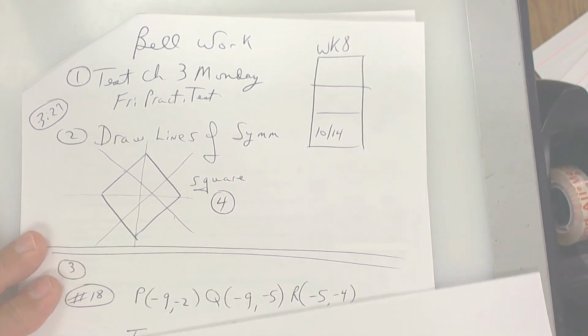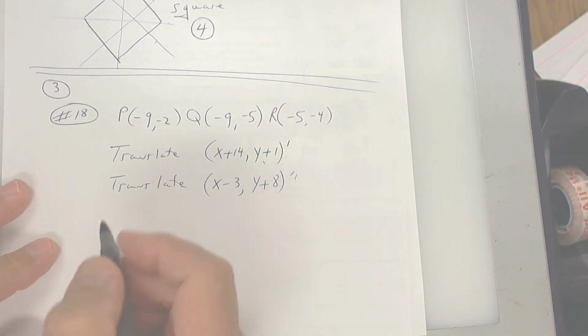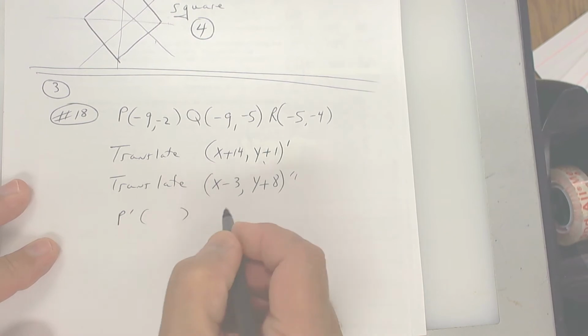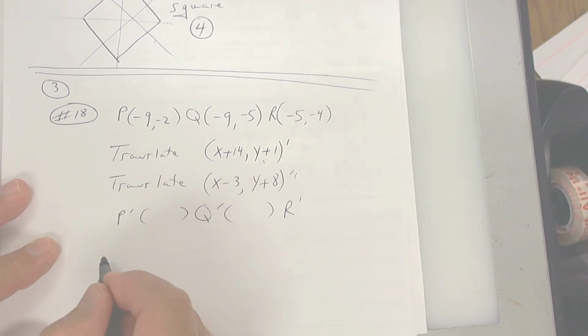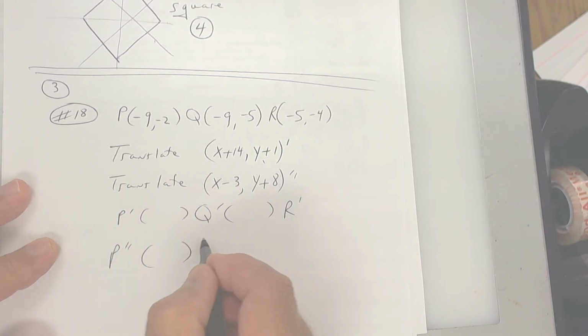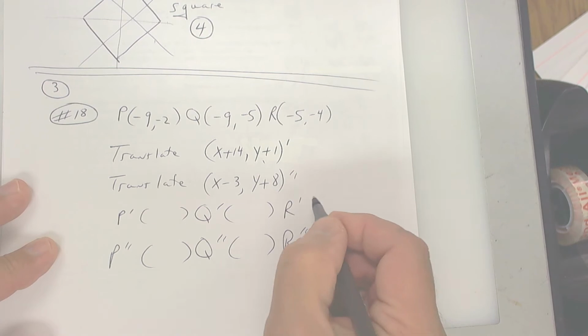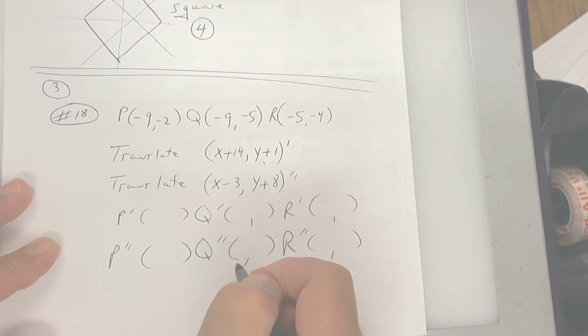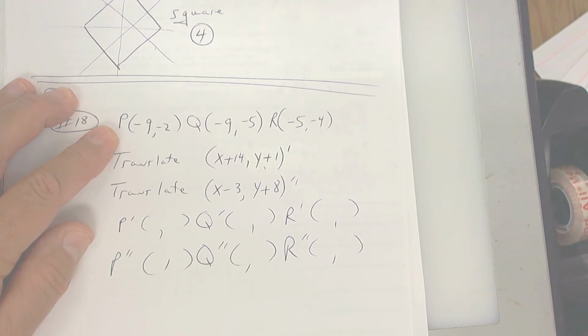Okay. On a new sheet of paper, copy this one down. Now on your worksheet today, you're going to have to do this, okay? What I want is 2 things here. I want P prime, Q prime, and R prime. And then I want P double prime, Q double prime, and R double prime. And so what we're going to do is work this. So these are the original points. We're not going to graph it.